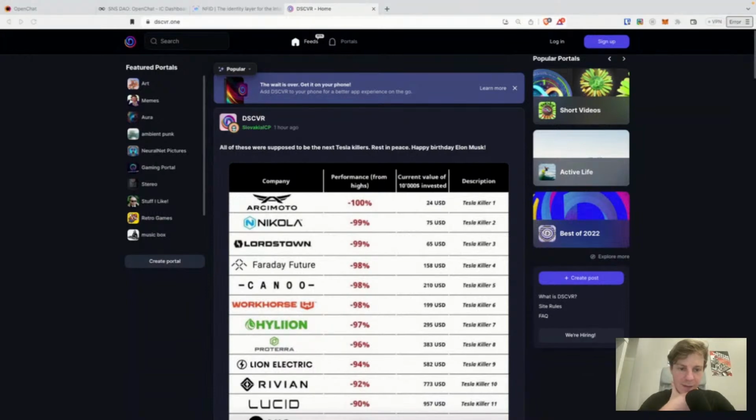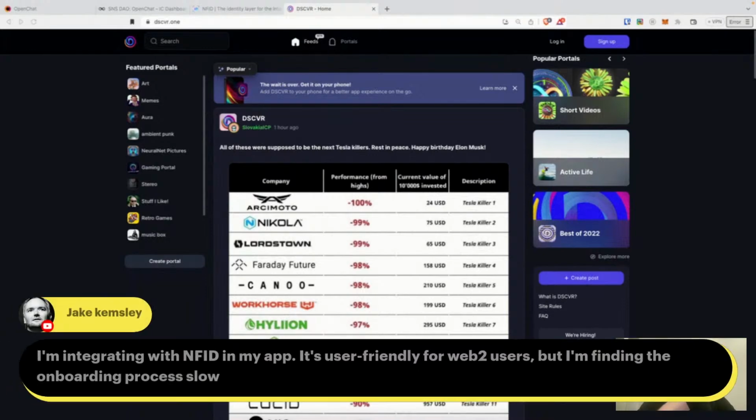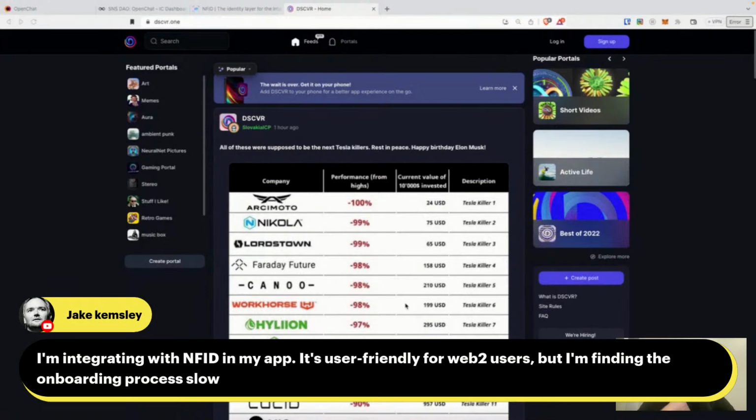I'm integrating with NFID in my app. Onboarding process slow. I haven't integrated my application with NFID. I'm using Connect to IC generally, which is a framework for having all wallets and services on the IC to enable the login. But if you find it slow, I would contact the team from NFID. What is the part of the process that is slow? Is it creating an account or... yeah, I haven't integrated with it, so I'm not able to answer more on this one.